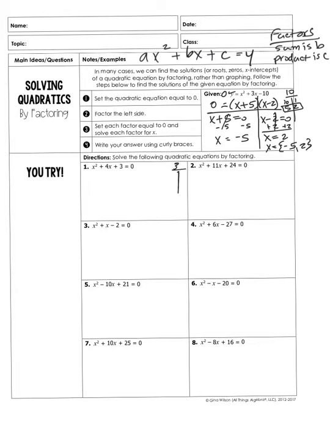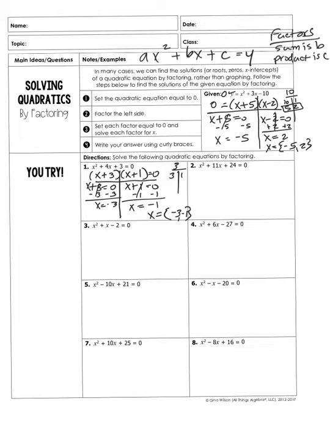Number 1, factors of 3. 3 and 1. X plus 3, x plus 1. It was already set equal to 0. Then we're going to draw our line down the middle and set each one equal to 0 separately. Subtract 3 from both sides, and x equals negative 3. Subtract 1 from both sides, and x equals negative 1. Solutions: whoops, I like to go in numerical order, least to greatest. There we go. X equals negative 3 and negative 1.